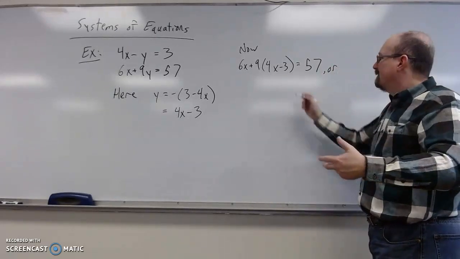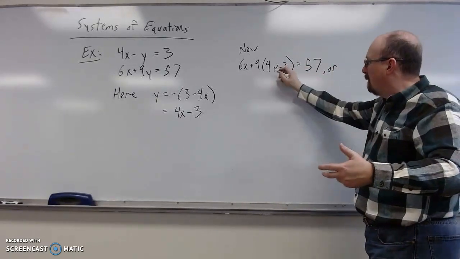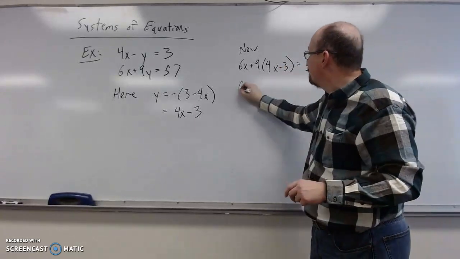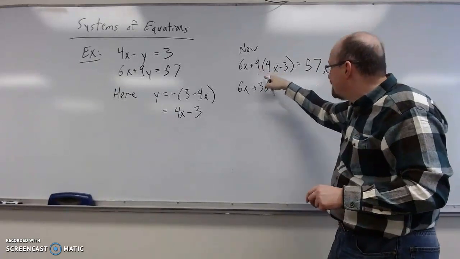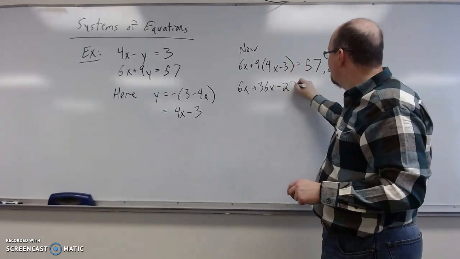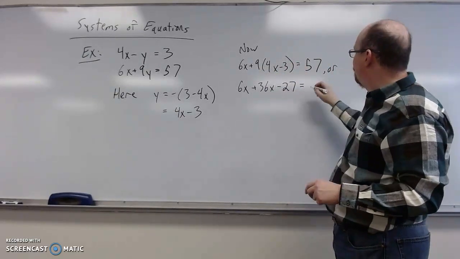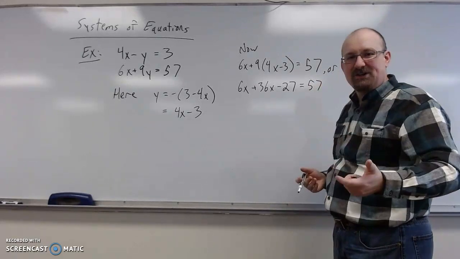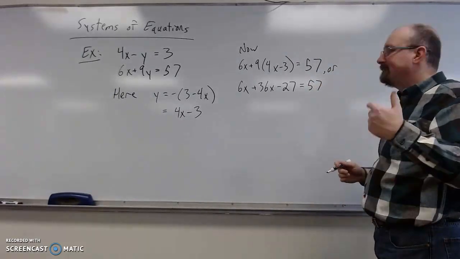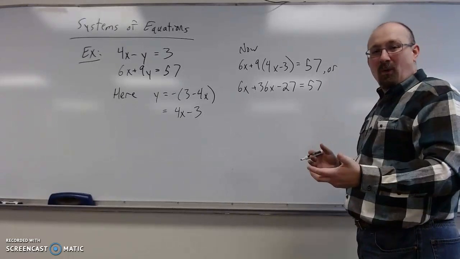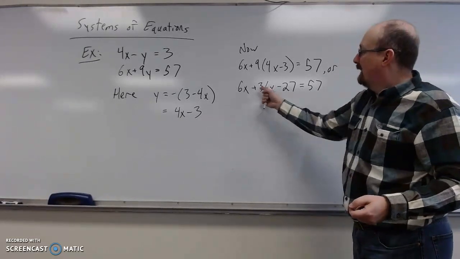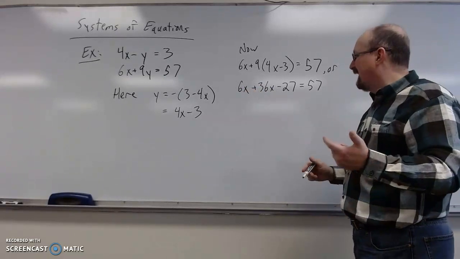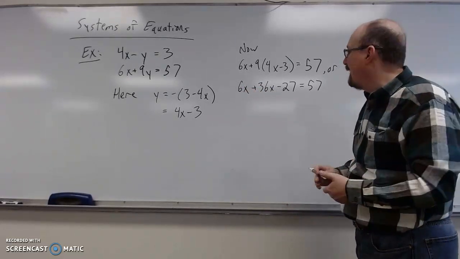And then I'm going to go ahead and distribute the multiplication by 9 that I've got here. So we have 6x plus 36x minus 27 equals 57. We still haven't touched the right-hand side yet. Now, we can do a little algebraic song and dance from here, right? So we can combine these two x terms. We get 42x when we link those two together.